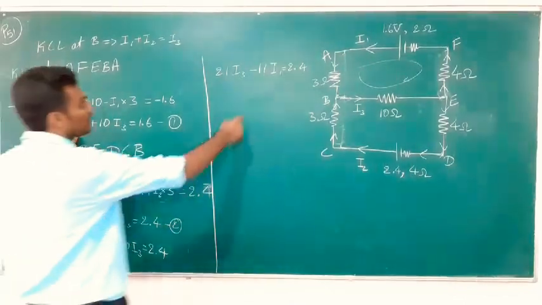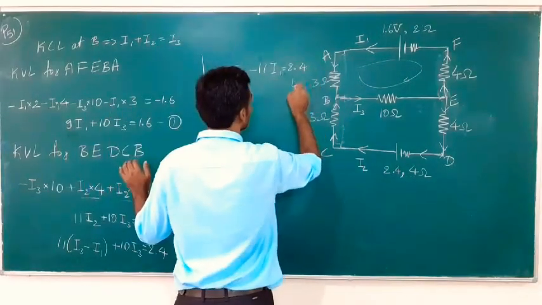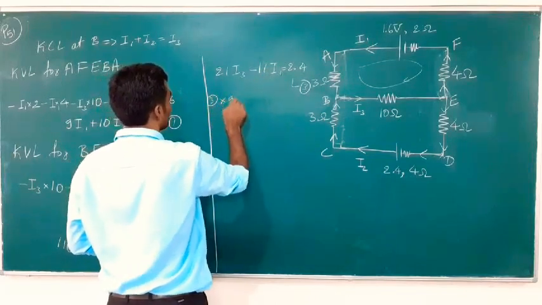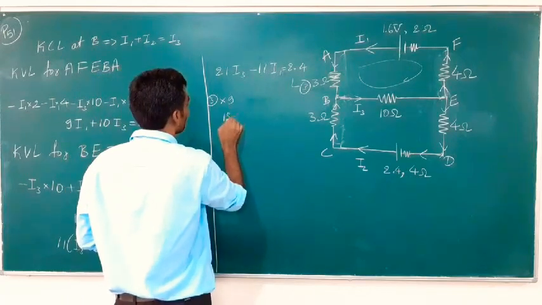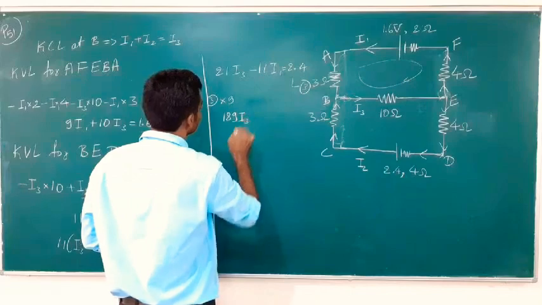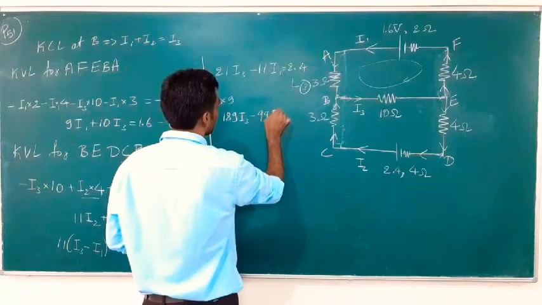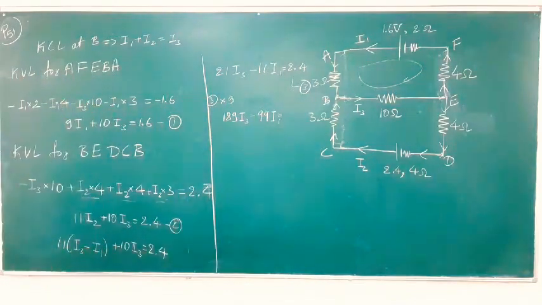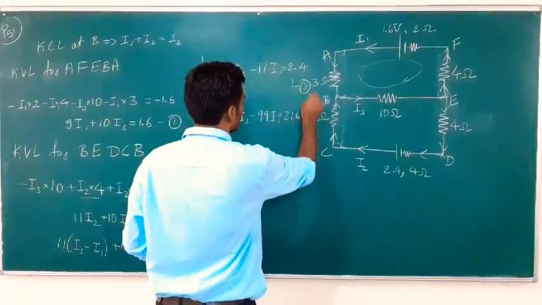Here I have 9 I1, here I have 11 I1. Now I'll multiply equation 3. Let me name this as equation 3. Equation 3 into 9. So it will become 21 into 9, which is 189 I3, right? Yeah. Minus 99 I1 is equal to, what is 9 into 2.4? 9 into 2.4 is 21.6.